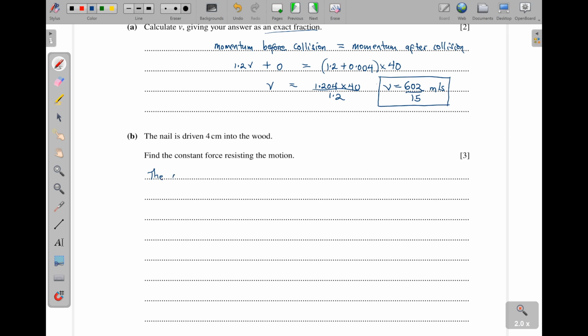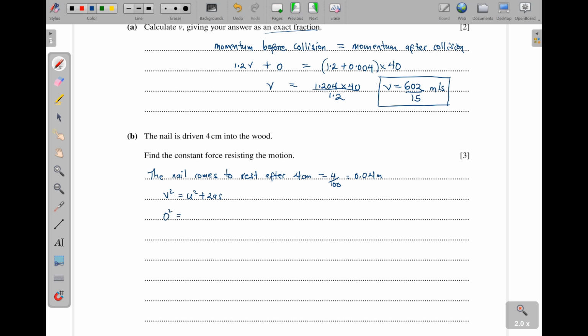The nail comes to rest after 4 centimeters. And of course, since the SI unit for distance is meters, this is equal to 4 over 100, which is 0.04 meters. Now using V squared equals U squared plus 2AS, the final is 0.